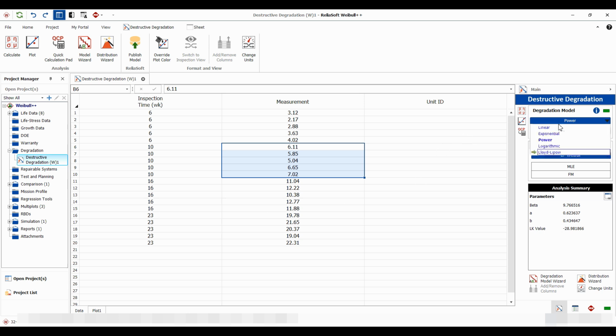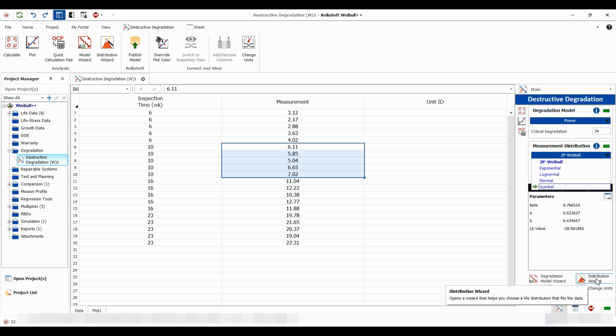Then we have to choose a degradation model, and we can look at the literature, or we can rely on a degradation model wizard that will help us derive the most appropriate degradation model based on this data. So we have linear, exponential, power, logarithmic, Lloyd-Lipson models, and we also have a life data model that enables us to characterize how the data changes within each group. So we have a 2-parameter Weibull, exponential, lognormal, normal and Gumbel. For that too we've got a distribution wizard, but we can obviously rely on our engineering knowledge to apply the most appropriate model.